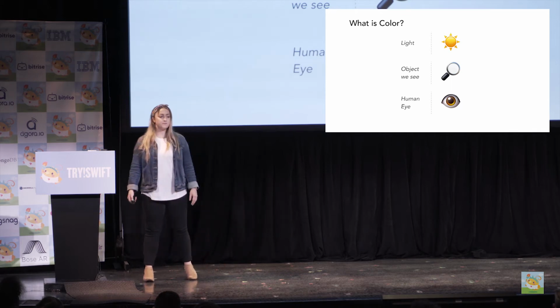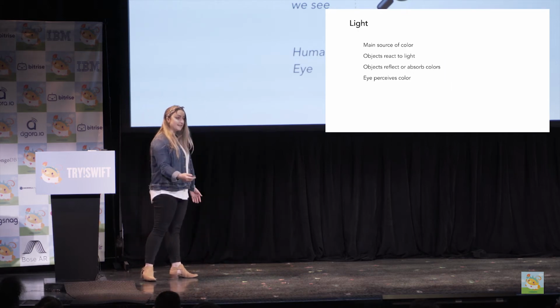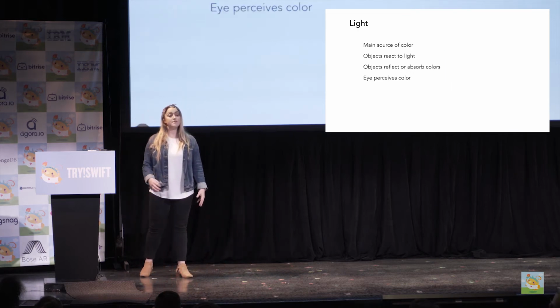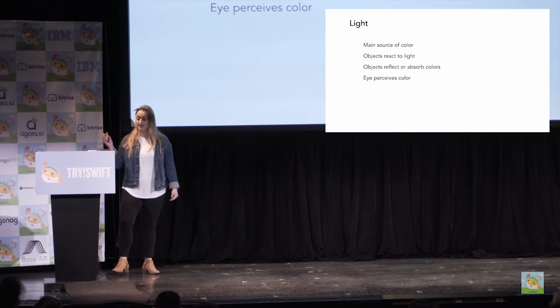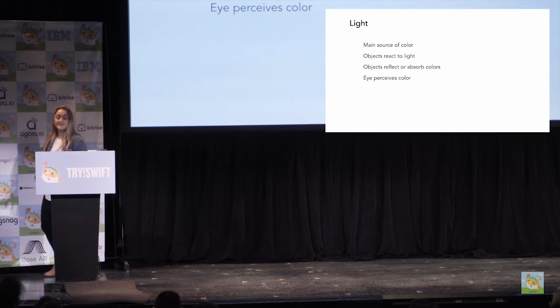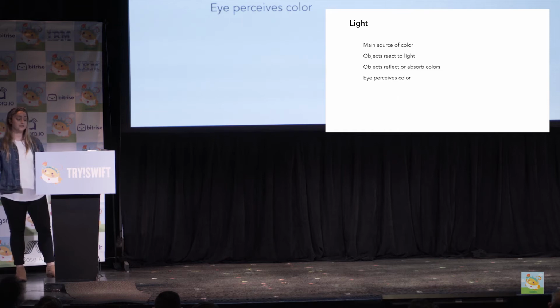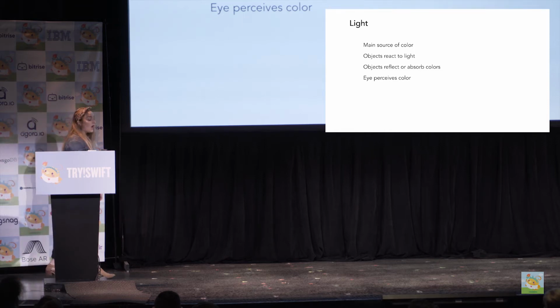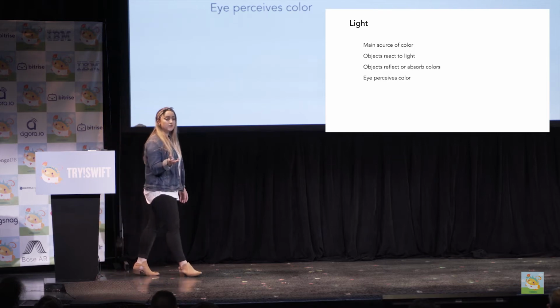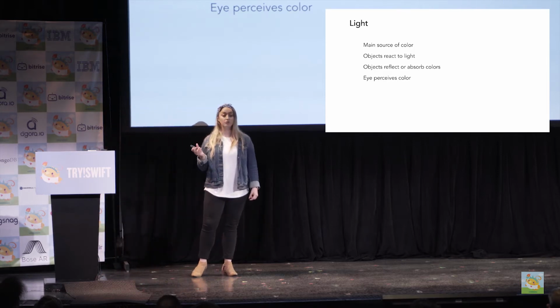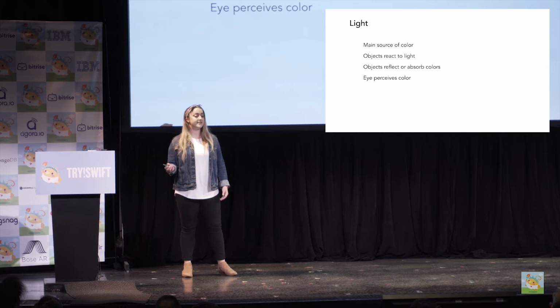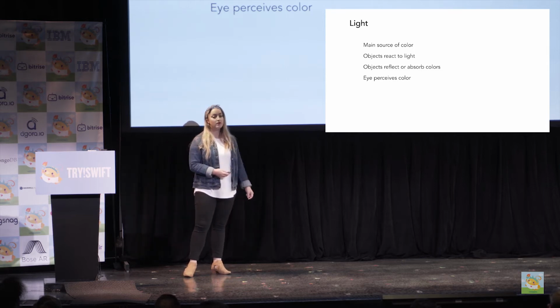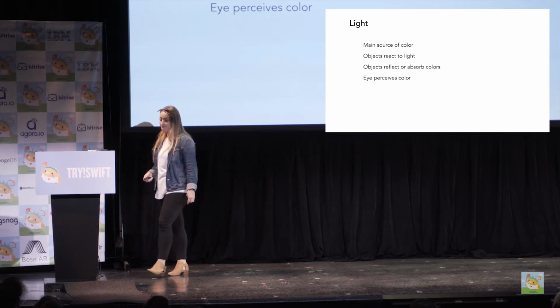Let's dive a little bit deeper into the first topic here, light. Light is the main source of color in an object. Objects then react to light by either reflecting the colors in the light or absorbing them. Objects that reflect all of the color in the light are perceived as completely white. Meanwhile, objects that absorb all of the color in the light are perceived as completely black.